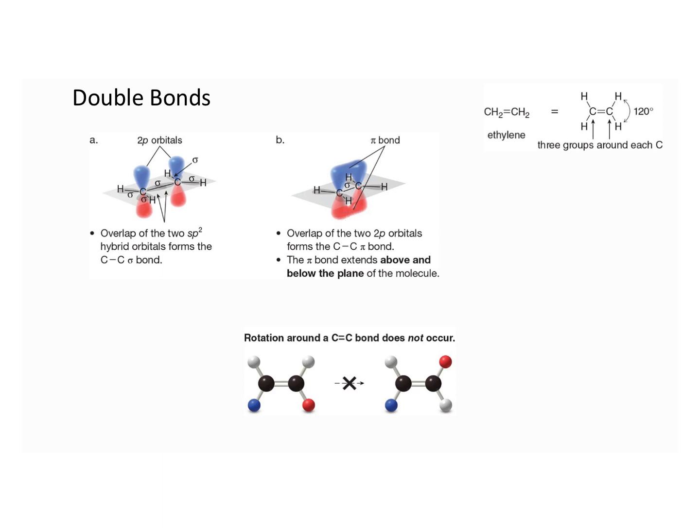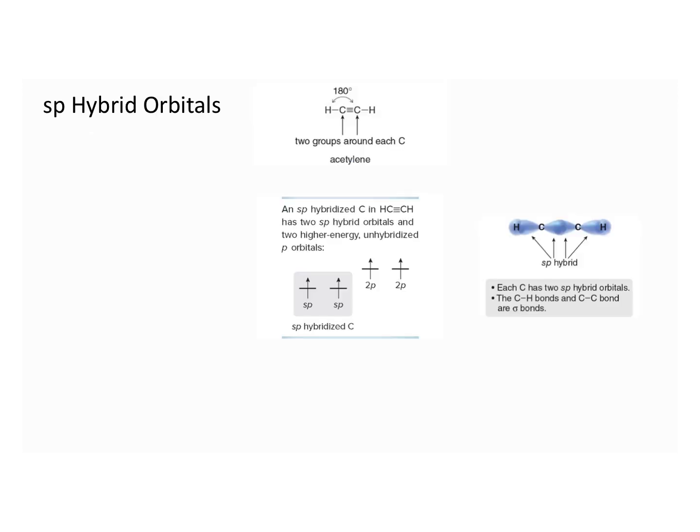Now here's a big thing. Unlike the carbon-carbon bond in ethane, that single bond that will rotate, we do not see rotation in a double bond. So that rotation around the carbon-carbon double bond does not occur. Now, let's talk about triple bonds for a moment and the sp hybrid orbitals.